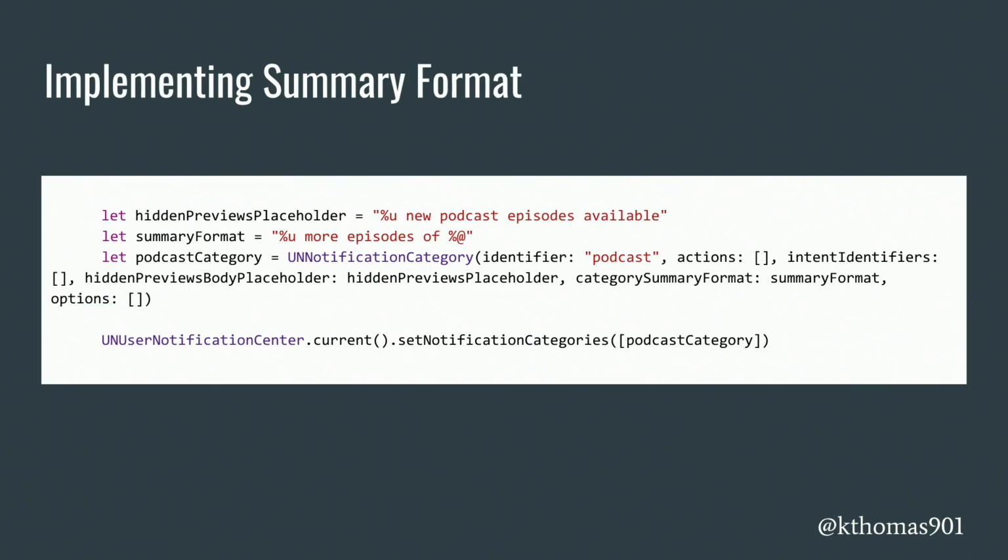Both of these are set when you register your notification categories. Now, notification categories are basically like a template for your notification, right? So in this case, we only have one type of notification, which is our podcast notification. We have our identifier, podcast, which is going to be really important later. Here is where we're setting both of those formats that I showed before, and we're adding them in the parameters for the init method for the notification category. And this is happening all in our user delegate did finish launching as well. So we get our current notification center and we set the notification category.